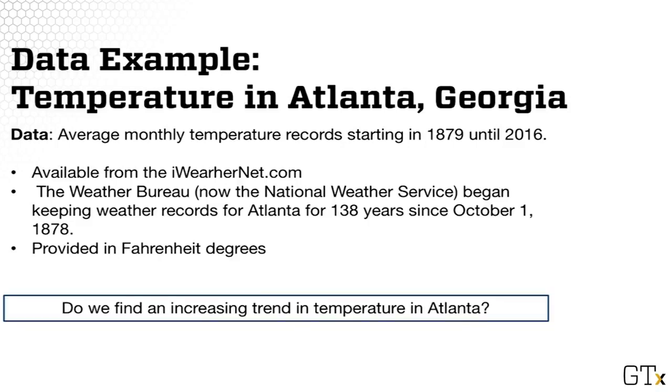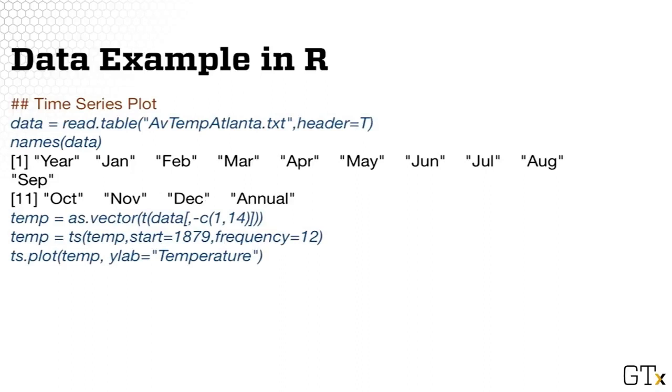The question we would like to address is, did the temperature increase over the past 138 years? If yes, by how much? To begin the analysis, we'll first need to read the data file in R. We'll use the R command read.table, where the input is the data file called avtemp.atlanta.txt. I also specified that the data file has a row with the names of the columns, and thus header is equal to T, or true.